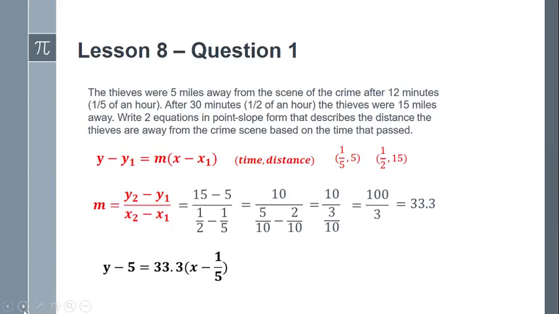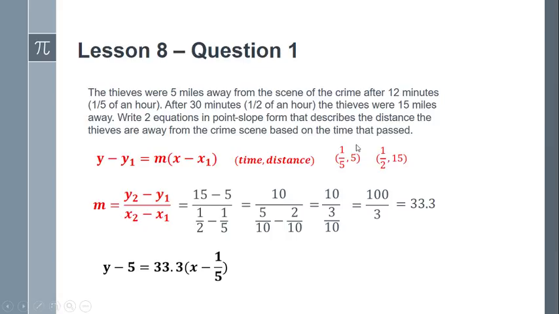Right, so then it wants us to write two equations. Well, we can write really an infinite number of equations in point-slope form, because we can put any point in we want for x1 and y1. In this case we have 2 points. So I can write two equations. They both have the slope of 33.3.